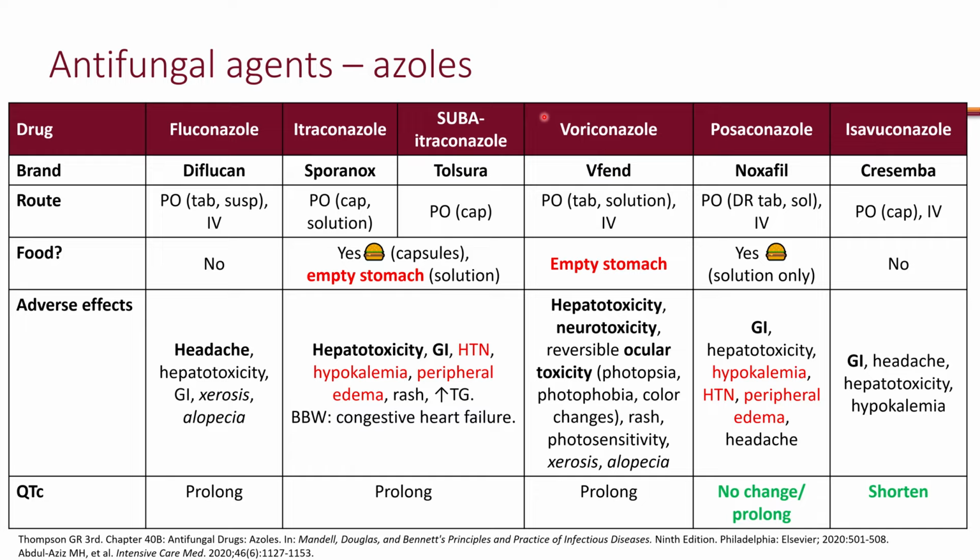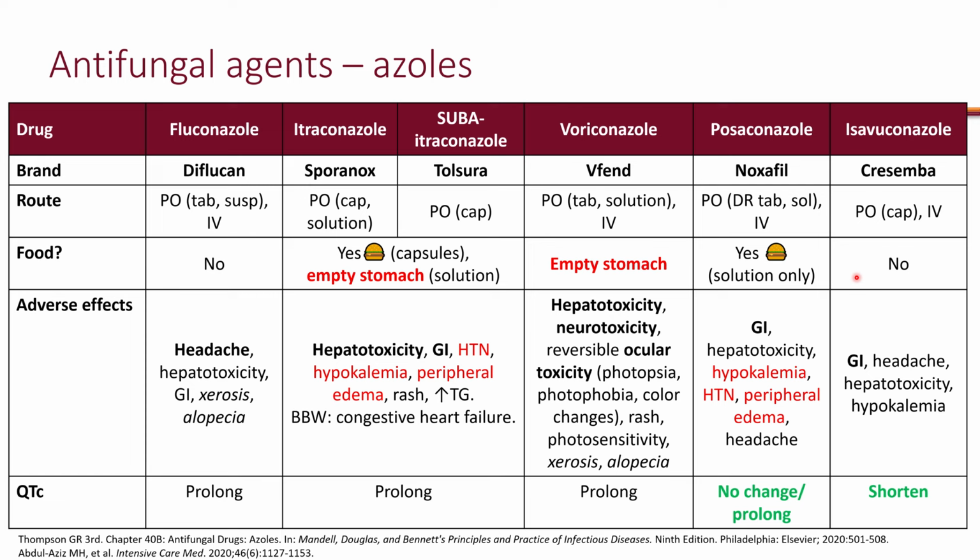Now, when you go from fluconazole all the way to isavuconazole, the price goes up because these are the newest agents. So fluconazole, itraconazole, pretty affordable. SUBA-itraconazole is very new, so this is very expensive. Voriconazole is somewhat affordable, but still kind of expensive. But posaconazole and isavuconazole are very, very expensive.